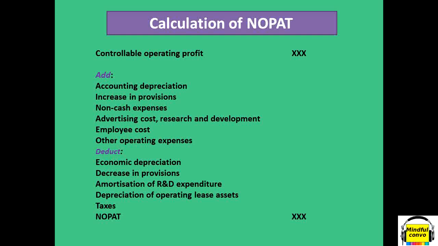Then here you will add the advertising cost, research and development expenditure, and employee cost. In employee cost, you can take the training cost, the training provided to employees. We will be adding all this back because it has no significance while calculating EVA. Then other operating expenses, if there are any, you can add them as well.